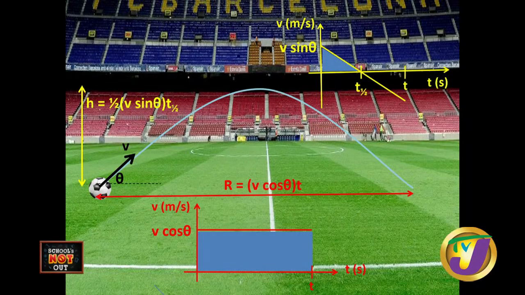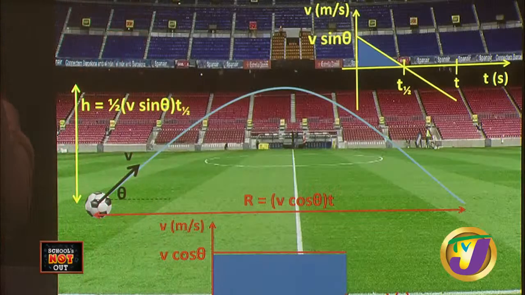All right. Now let's look for the horizontal distance. I'll go back 2 slides. Remember, the horizontal distance is r equals v cos theta times t. Okay? All right. And now what we do know is that this time t is 2 times t half.